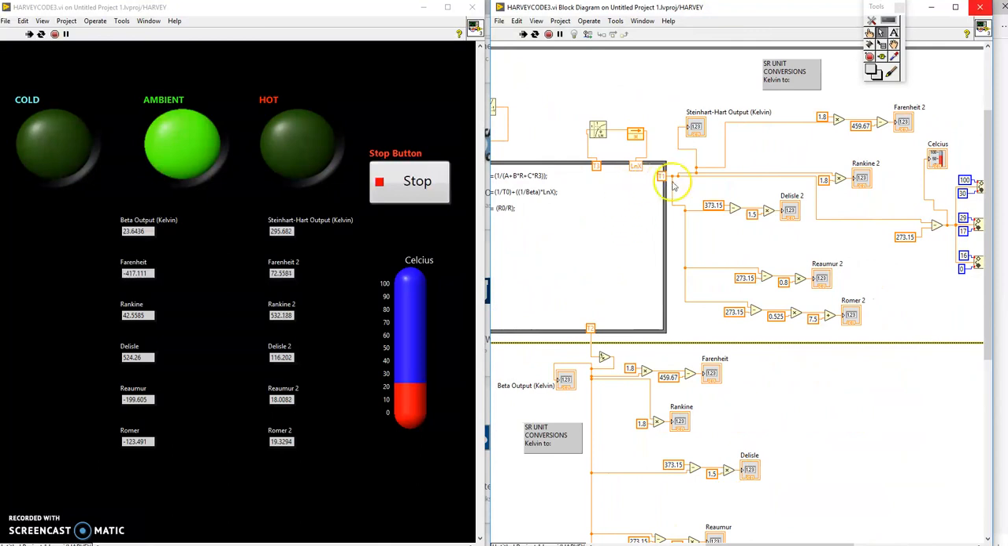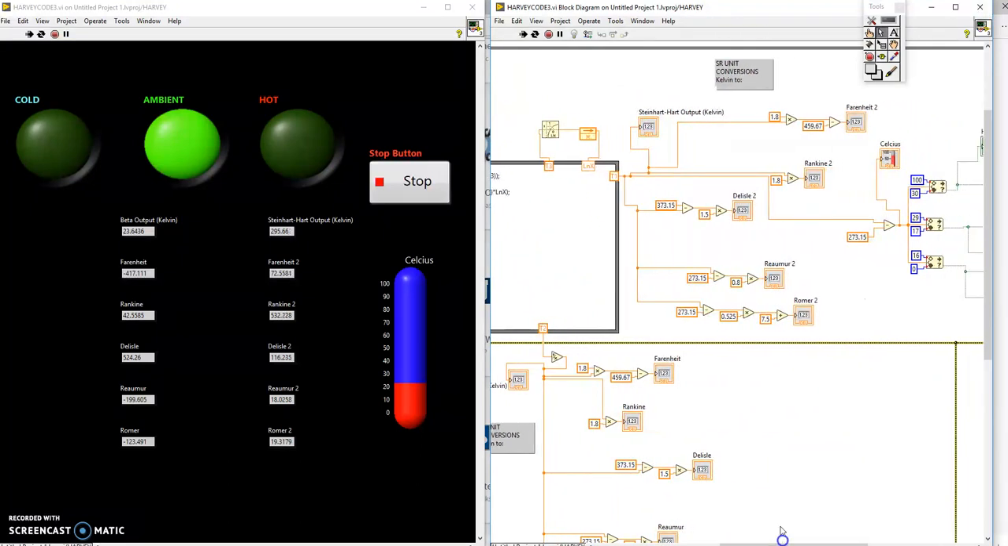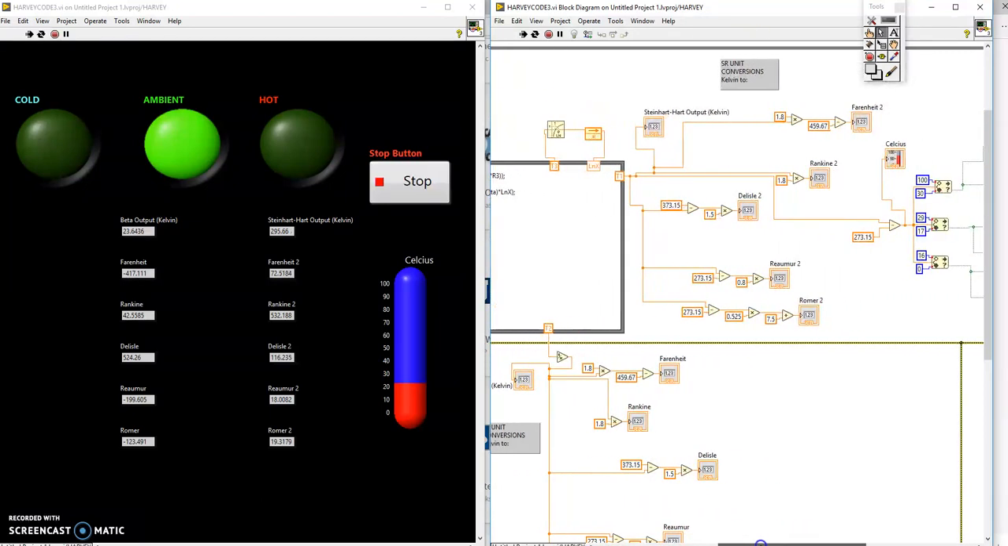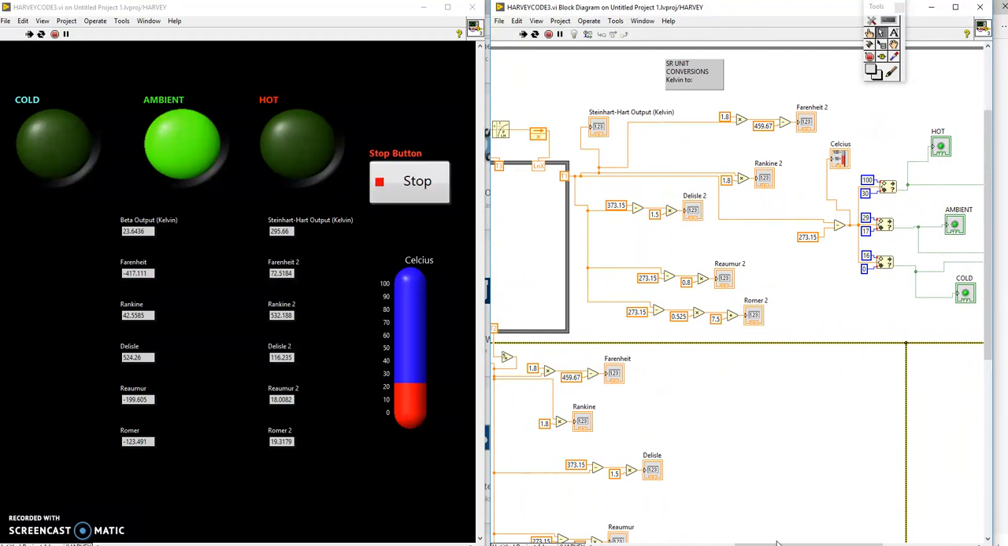So T1, as this reads in Kelvin, I've then had to convert to five other standard units, including Fahrenheit, Rankine, Delisle, Réaumur and Rømer. The equations are here, so I've done that. I've configured it differently to the formula node on the left, just to show two ways of writing code in LabVIEW.